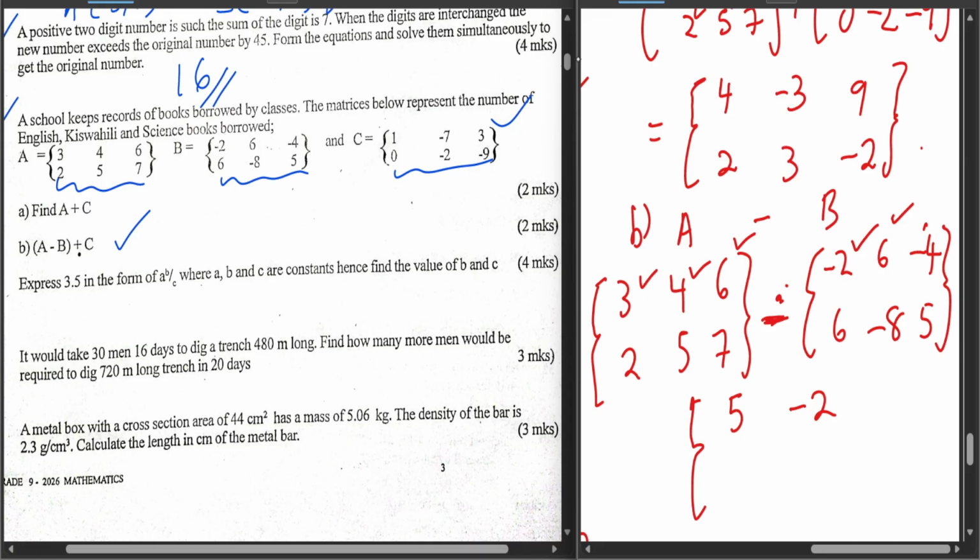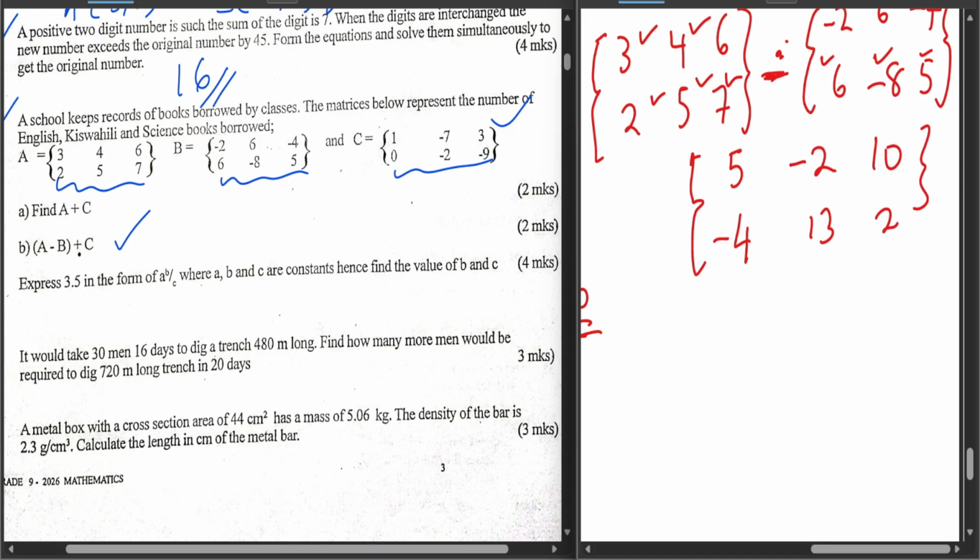minus negative 4 is going to give you 6 plus 4, which is 10. 2 minus 6 is going to give you minus 4. 5 minus negative 8 is supposed to be 5 plus 8, which is 13. And 7 minus 5 is going to give you 2. So that is not the final answer.